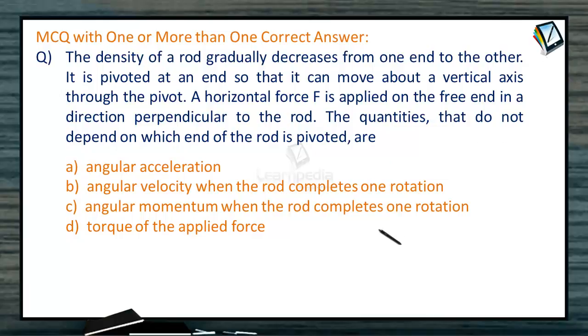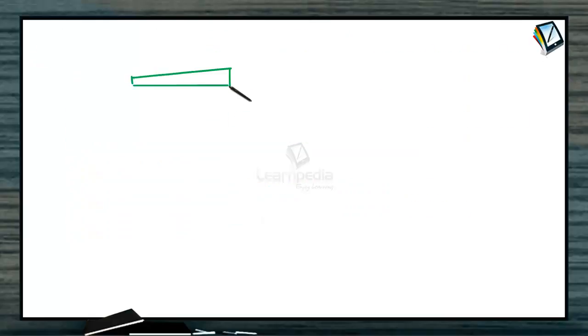So that means in this situation, this is the rod. Now in the first case it is pivoted here, and it rotates because a force is applied at this end. In the second case it is pivoted at this point. It is revolving about this particular point. Force is applied at the other end.